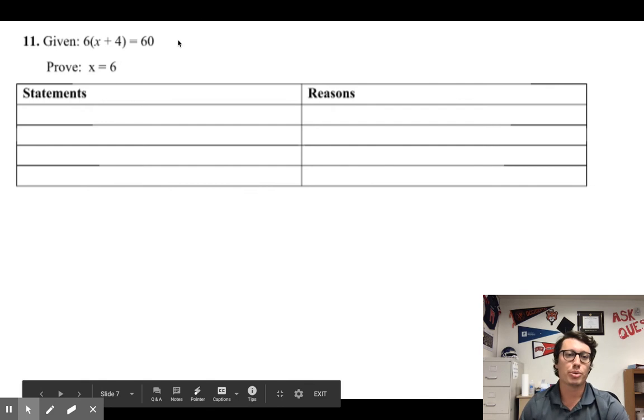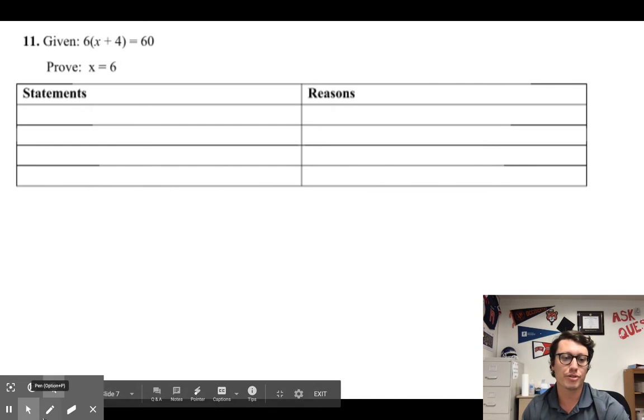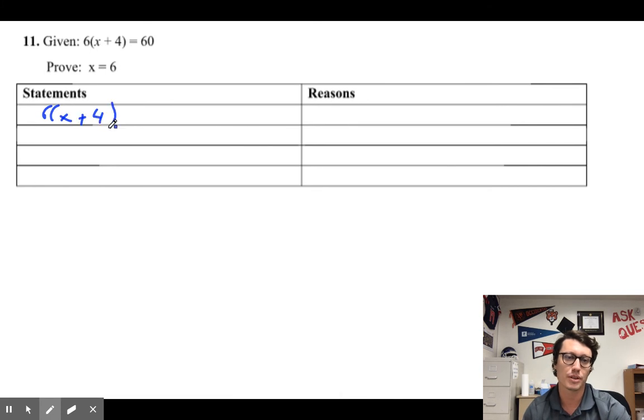Okay, algebra proof. If we are given this, prove this. Remember, get that easy money. Always rewrite your original statement: 6 times the quantity x plus 4 equals 60. Our first reason is always the word given, forever and ever. And we always rewrite what we're trying to prove, x equals 6.